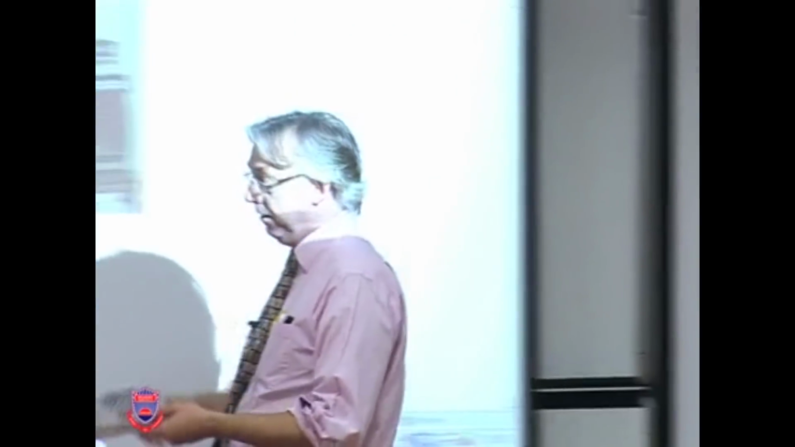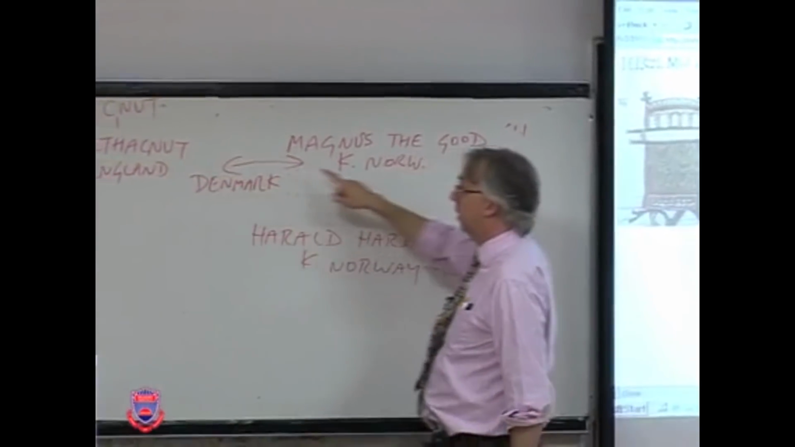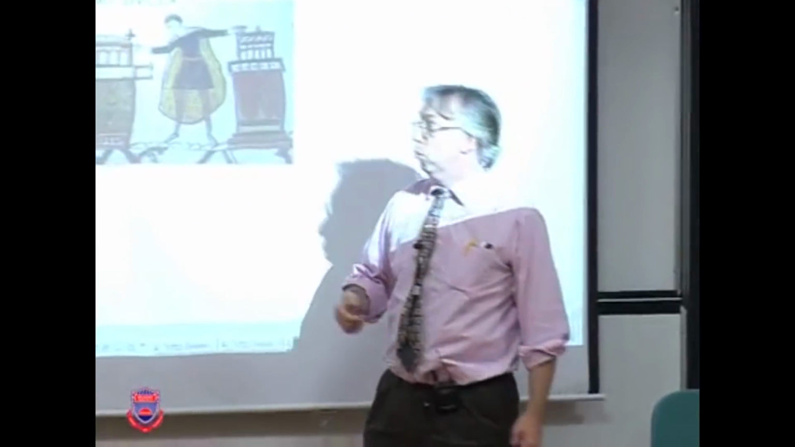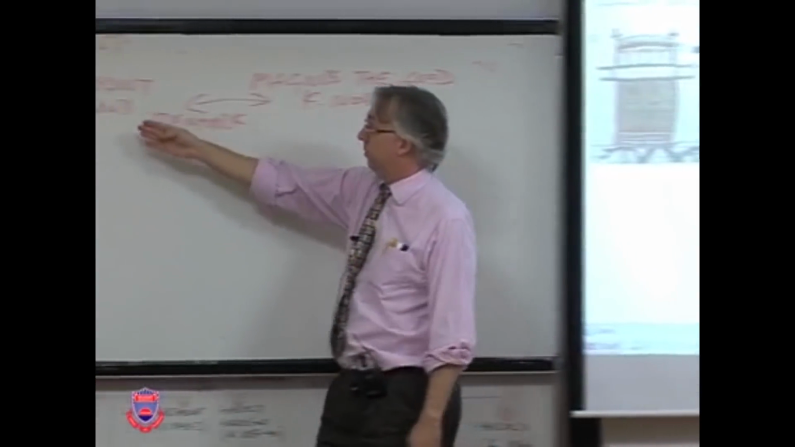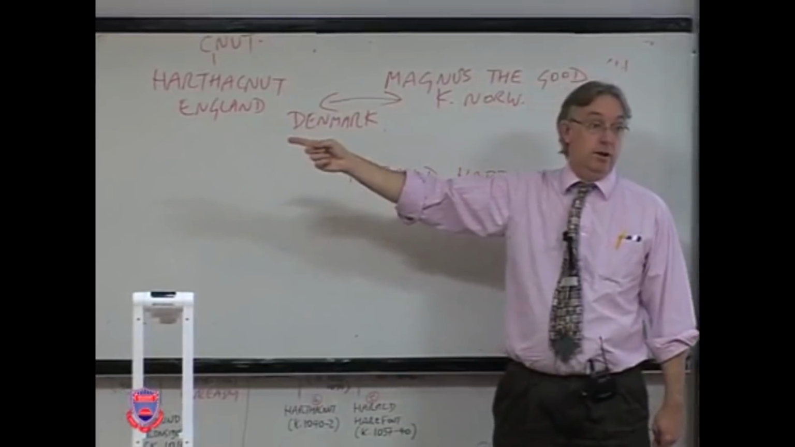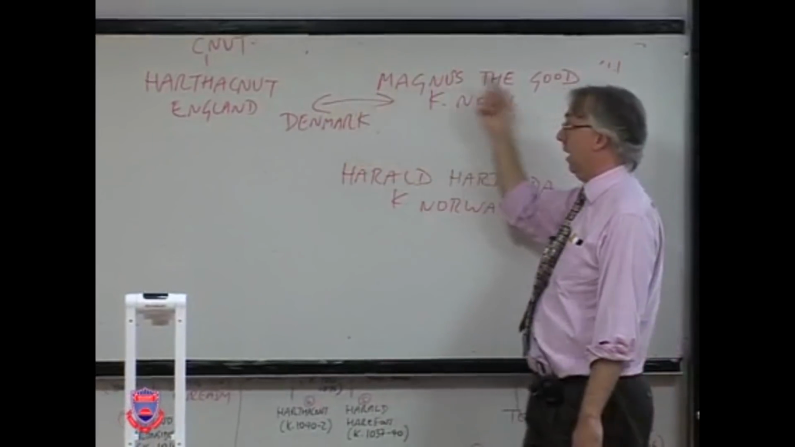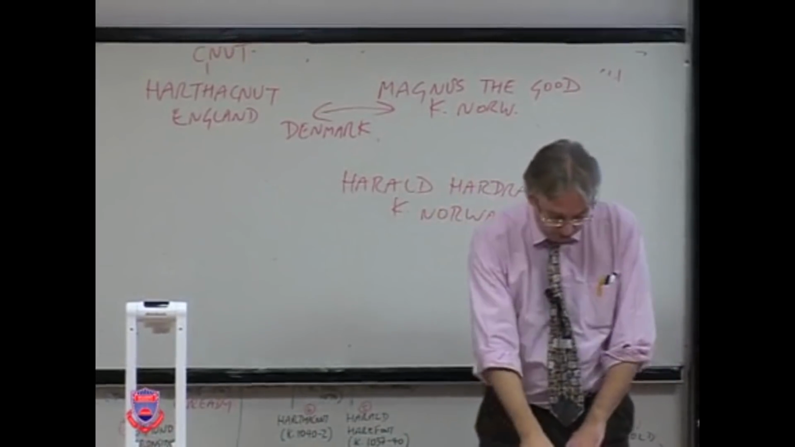So what it's saying here is that these two guys made an agreement that if one of them dies without a son, the other guy would take over his lands. So if Harthacnut dies without a son, Magnus gets England and Denmark, and if Magnus dies, Harthacnut gets Norway, as well as obviously England and Denmark.